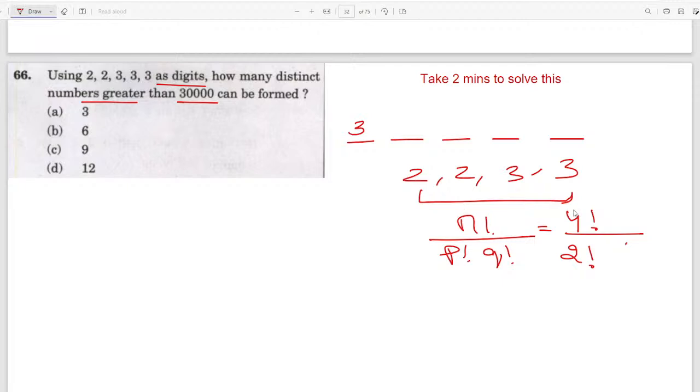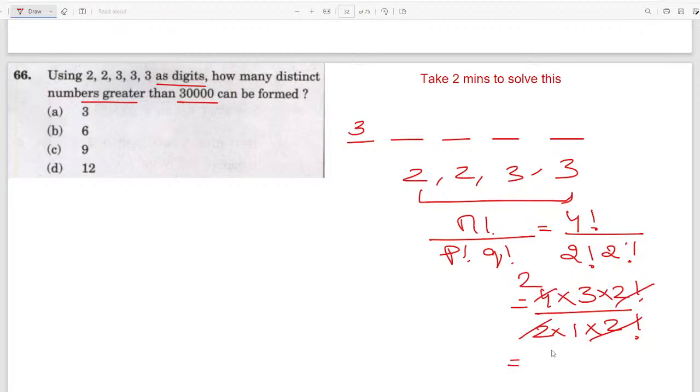So there are 2 2's and 2 3's, so 2 factorial into 2 factorial. This is 4 into 3 divided by 2 factorial, divided by 2 into 1 into 2 factorial. Cancel this 2 factorial here. 1s are 2, 2s are 6. So there are 6 ways, 6 numbers which are greater than 30,000 using these digits. The answer is option B.